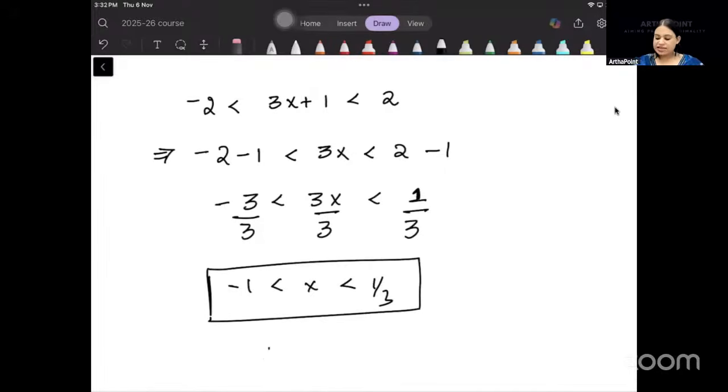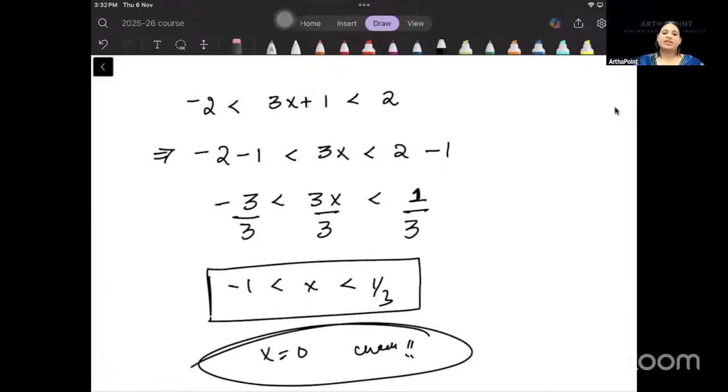Take a number. Take x as 0 and check if the inequality is getting satisfied. I give you a minute. You check if the inequality is getting satisfied. Take a try. Okay. Then I'll give you the next question. Check with x equal to 0, whatever inequality we are working with. Is it getting satisfied or not?